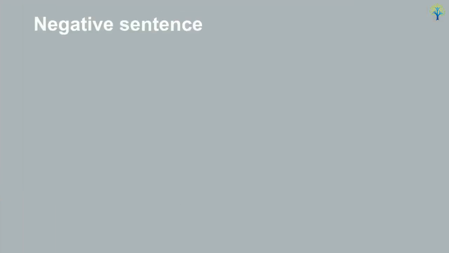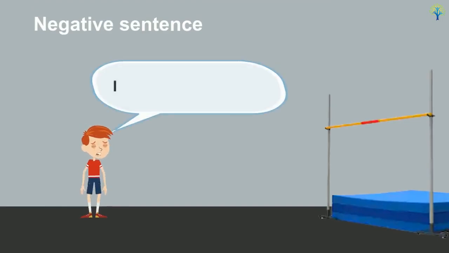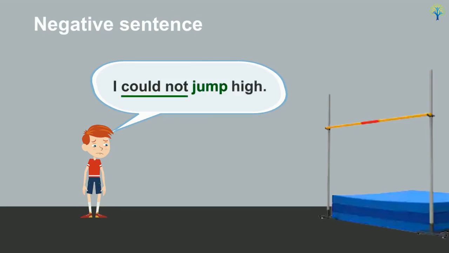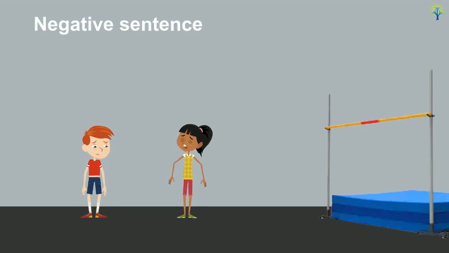To create a negative sentence, begin with a noun or pronoun, add could and not, and then the verb or action word. For example, I could not jump high. Or, we could not jump high.